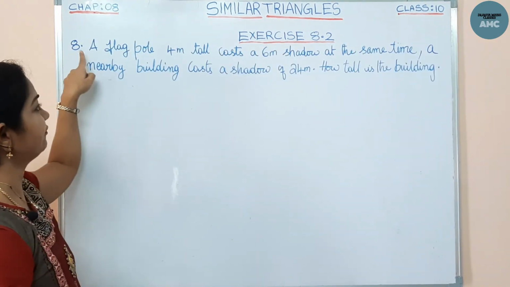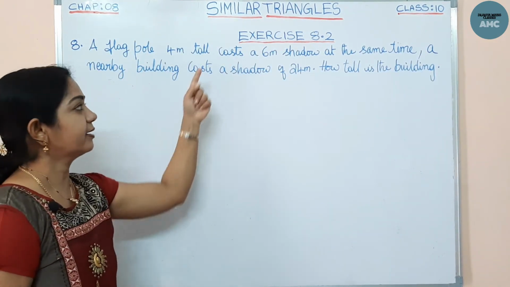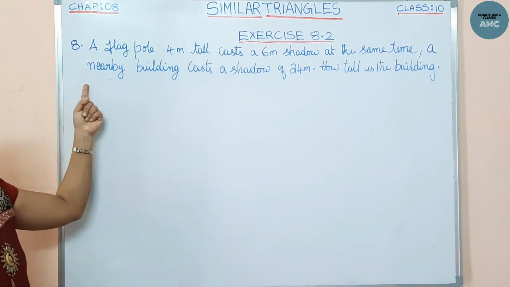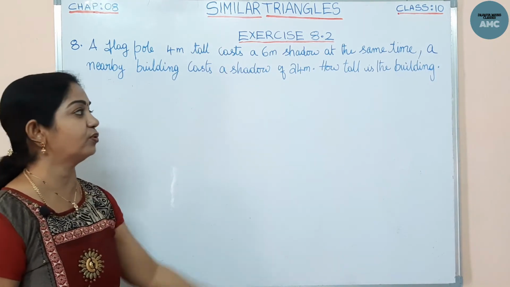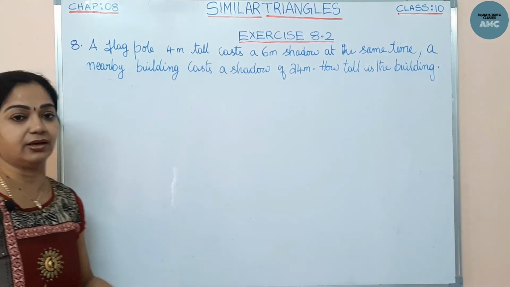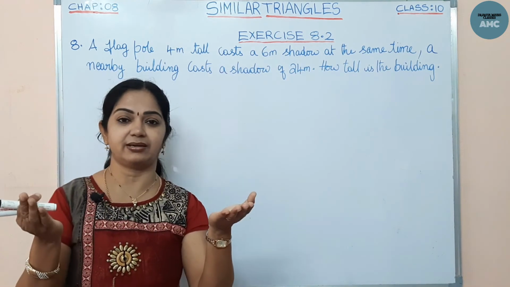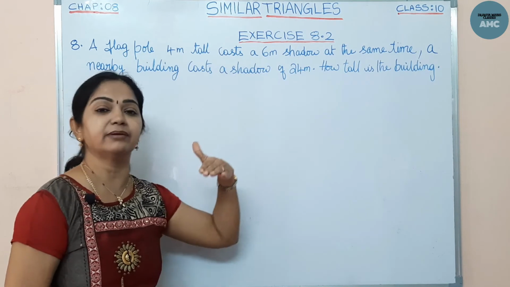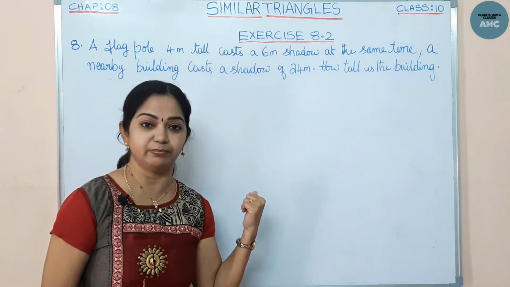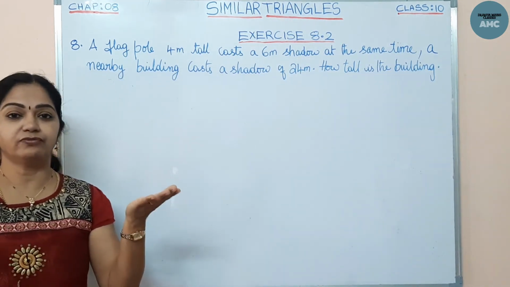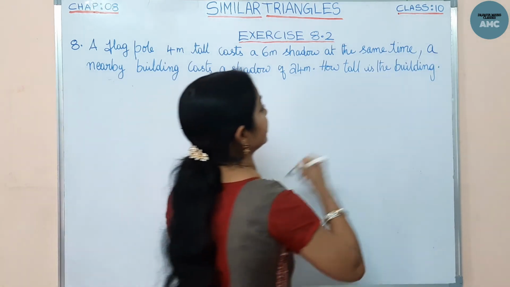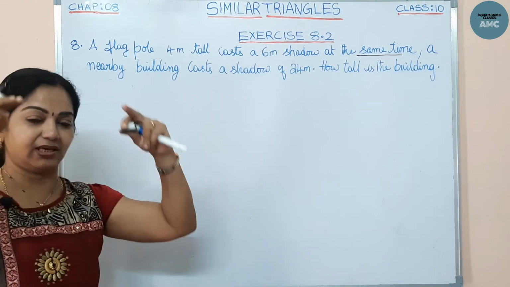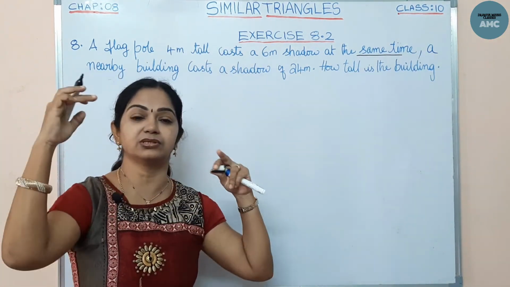The 8th one: a flagpole 4 meters tall casts a 6 meter shadow. At the same time, a nearby building casts a shadow of 24 meters. How tall is the building? Now here, at the same time, a flagpole is casting a shadow of 6 meters and a nearby building is casting a shadow of 24 meters. So what do you understand by this, at the same time here? Same time. That means when we talk about the same time, the angles subtended are also the same.